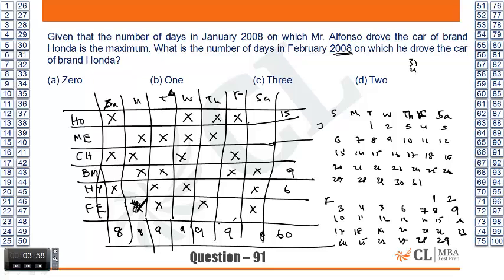Okay, 4 minutes, 3 minutes. Given the number of days in January 2008 on which Mr. Alfonso drove a Honda is the maximum, what is the number for January? He has to do Monday, Tuesday, and Saturday. 4 Mondays, 5 Tuesdays, 4 Saturdays. So he finished 13. He has to take 15, which means in February he has to do 2 more.